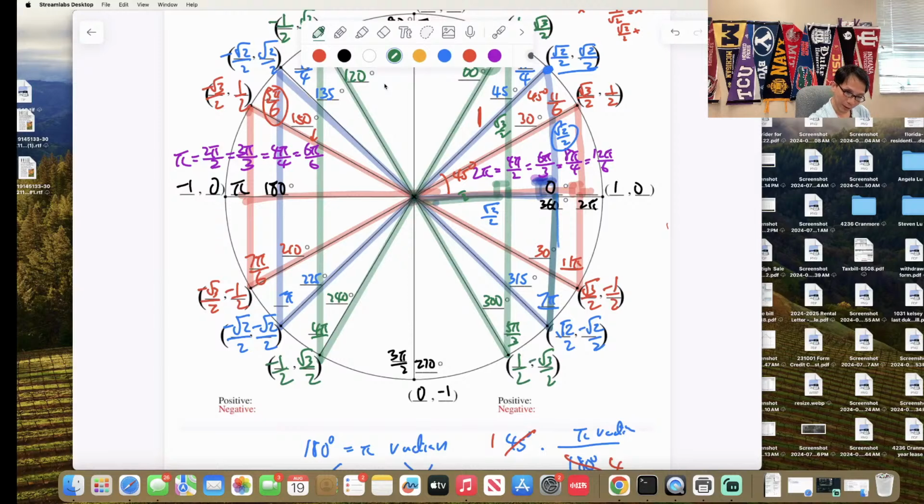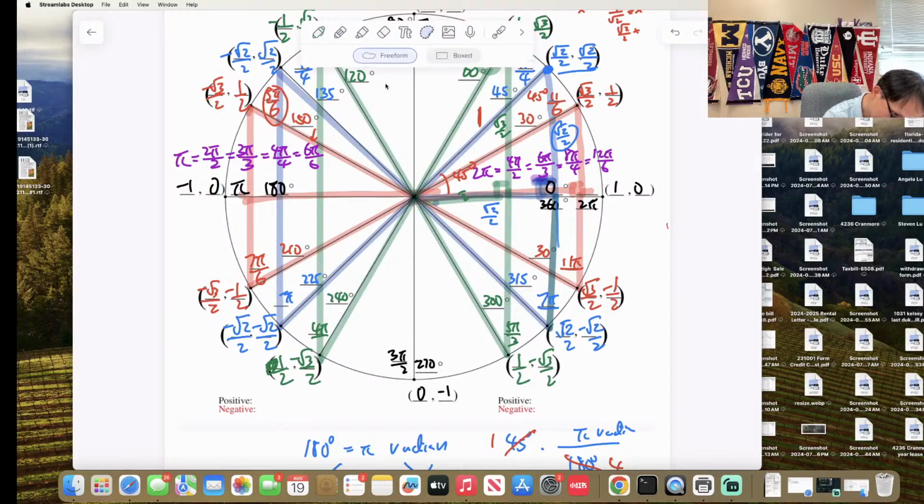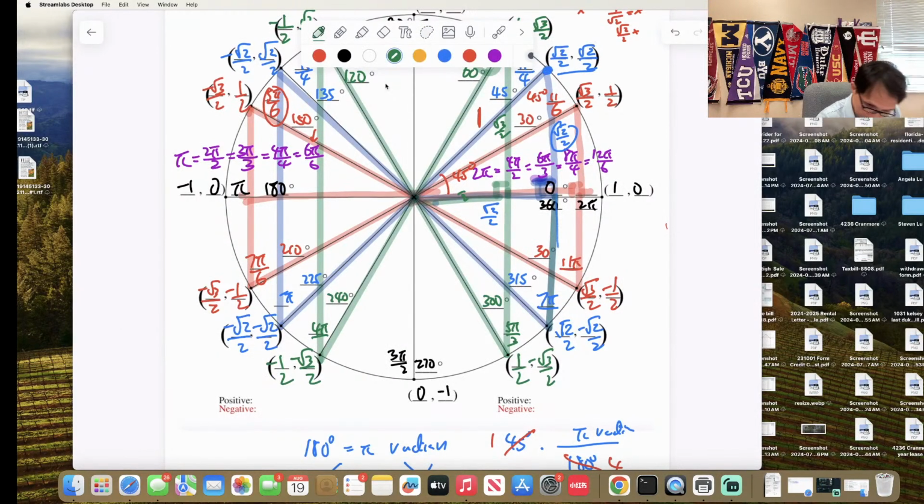Wait, hold on a second, this is negative, my bad. Okay. Wait, they're both negative. Sorry, I keep messing up. Because that's X and Y negative. Does everybody make sense? Okay, now we're gonna, yes.